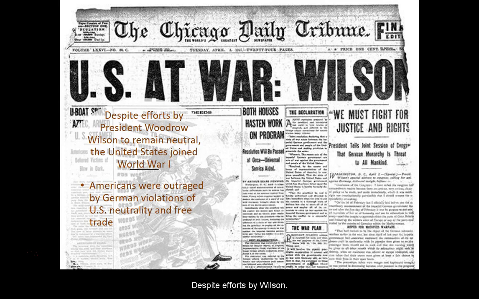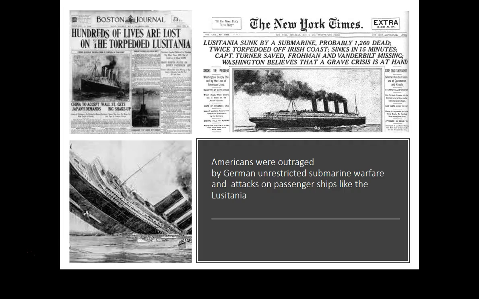Despite efforts by Wilson to stay out of it, the United States does join World War I, and the reason that they do this is twofold. Americans were absolutely outraged by what the Germans were doing. They felt like the Germans were attacking the U.S., which isn't wrong. Americans were outraged at first because of Germans' unrestricted submarine warfare attacks on regular passenger ships.